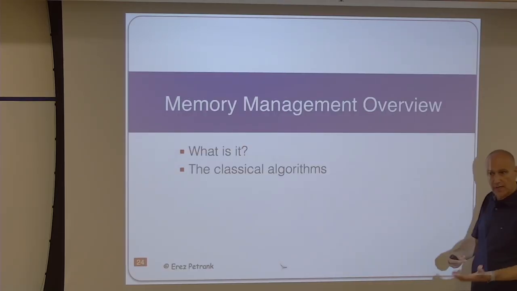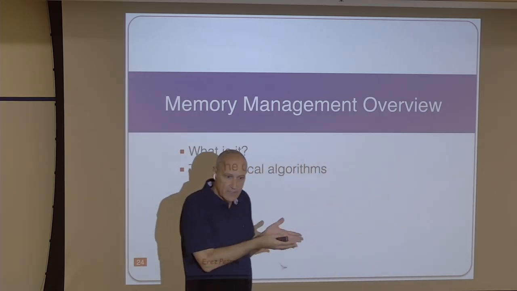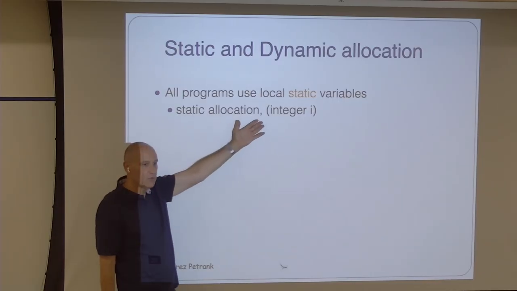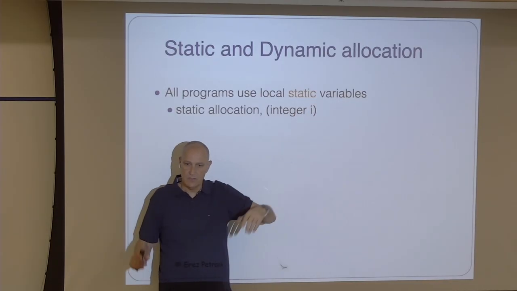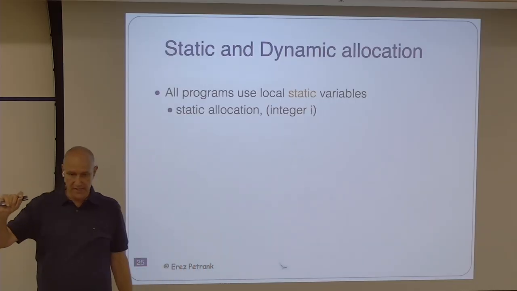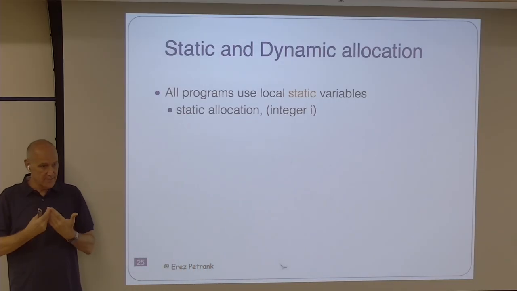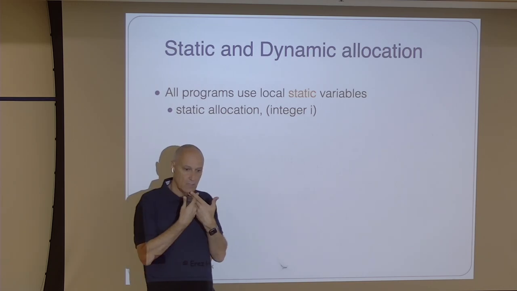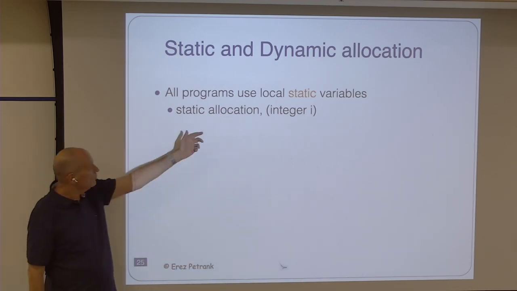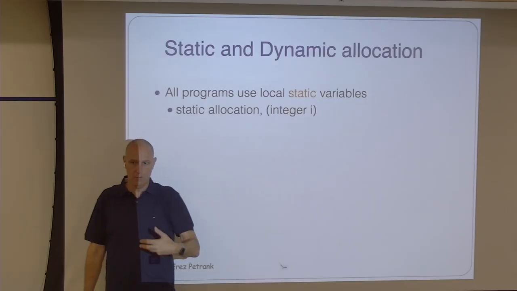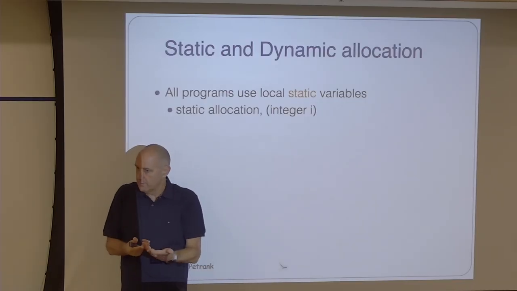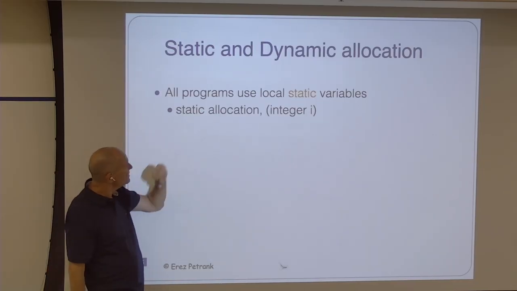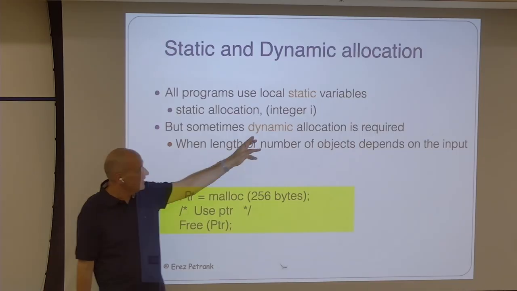Okay, so what I want to do now is to give you an overview. What is it, this memory management? So usually whenever you write a program, you have some static allocation. So you have this integer i, you write in your method, and then there is a space that is assigned for this integer, and you can use it. You can assign values to it. You can make calculations on it. This is called a static variable because you say in advance what variables you're going to need, and the space is known in advance. So this is called static allocation, but sometimes you want dynamic allocation.